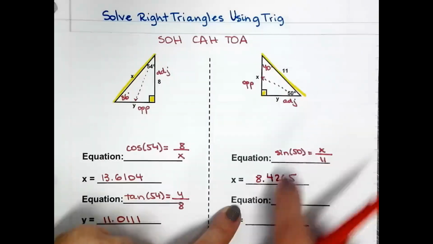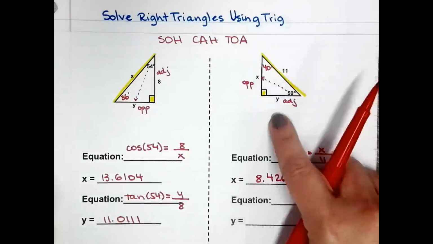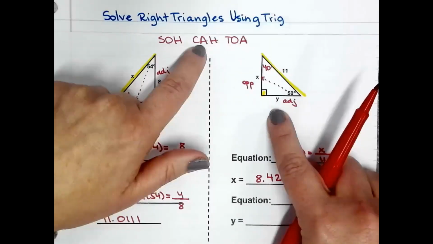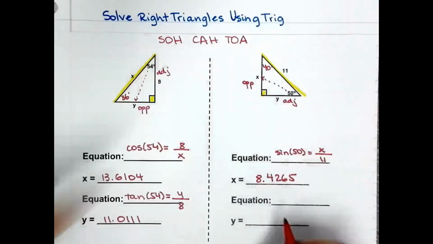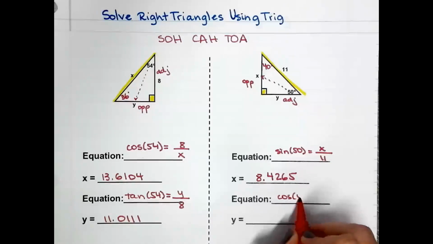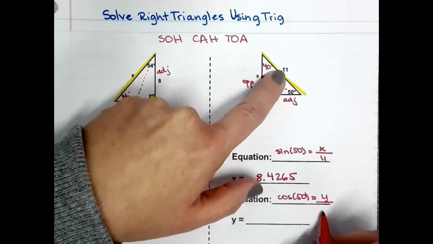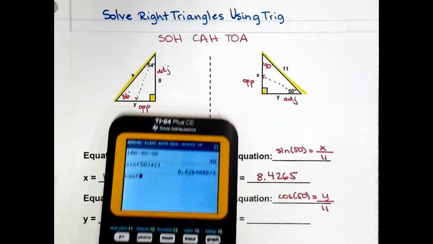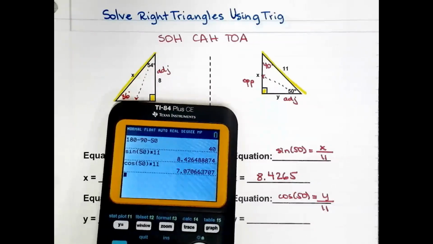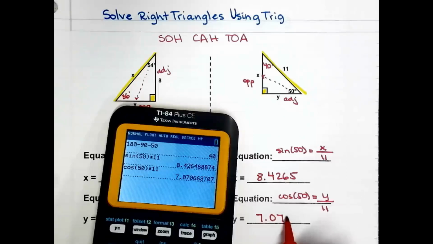Finding y: y is adjacent to 50, and I also have the hypotenuse. Cosine is adjacent over hypotenuse. Cosine of 50 is adjacent, which is y, over hypotenuse 11. So punch it in: cosine of 50 times 11, 7.0707.